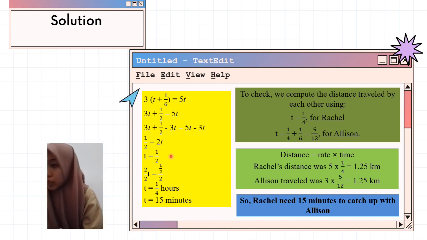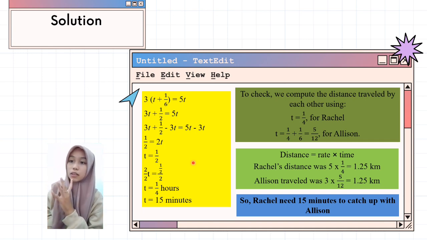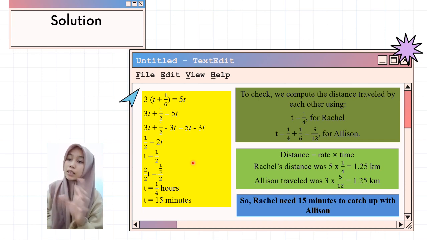No, this is 2t equals 1. This is a typo. So 2t/2 equals 1/2/2. So t equals 1/4 hour, or 15 minutes. To check, we compute the distance traveled by each person, using t equals 1/4 for Russell and t equals 1/4 + 1/6 equals 5/12 for Allison.